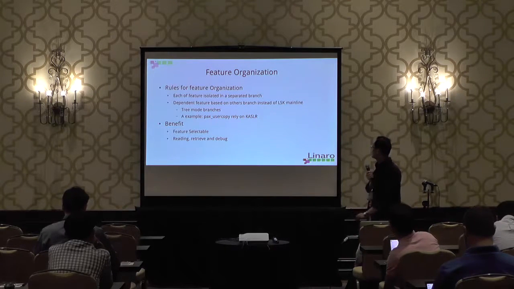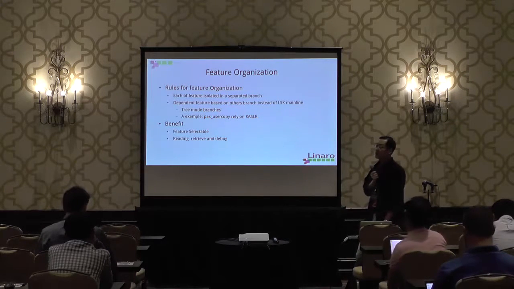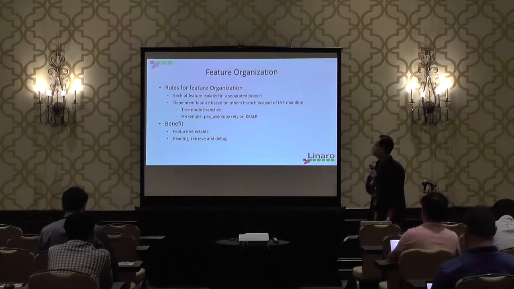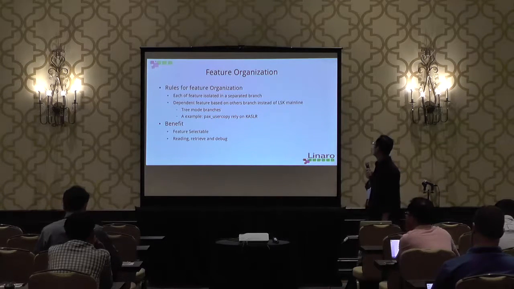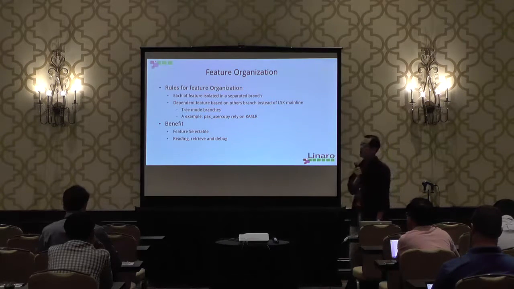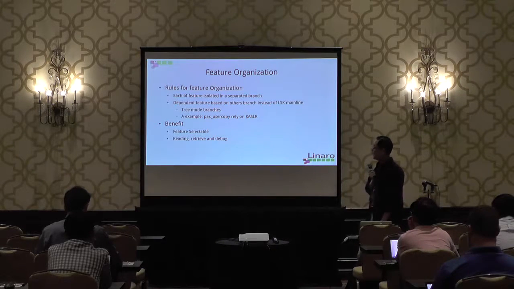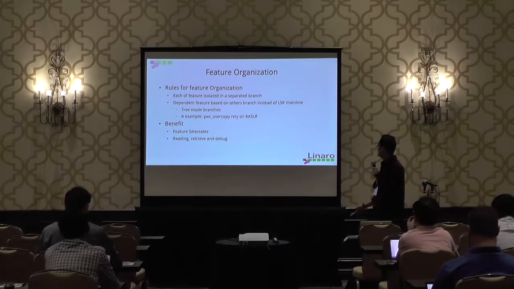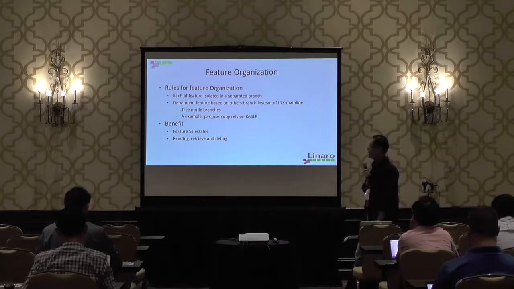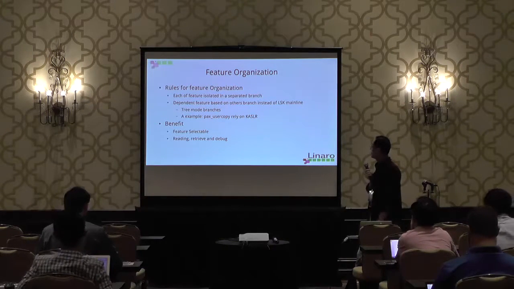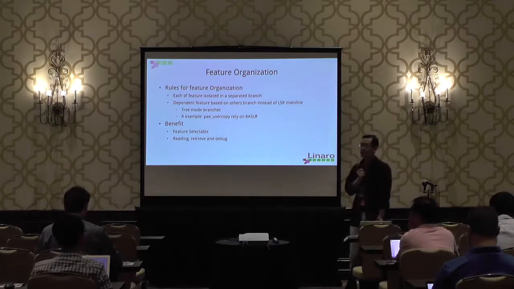The benefit of this, the first one is features are selectable. Because every feature is a separate branch, you can choose any of the features you want and drop any of them you dislike. And another benefit is if you have a tree model branch, it's clearly easy to read, review, and debug.